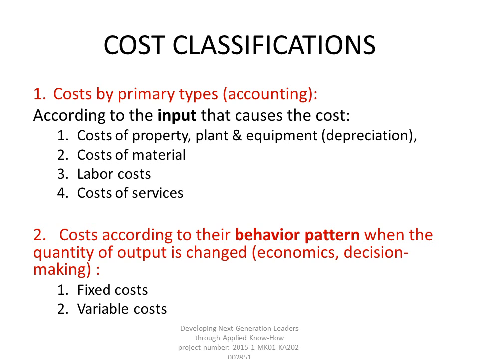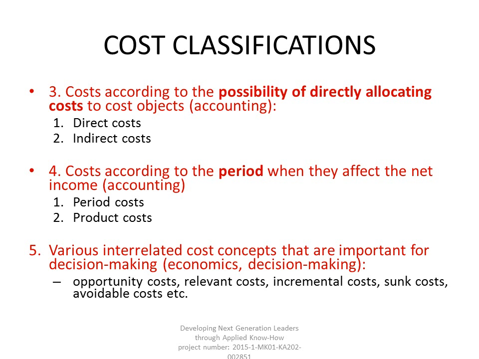After that, we continue with costs according to their behavior pattern. From that perspective, we differ between fixed and variable costs. This classification is very important for cost volume profit analysis. We continue with classification, which is important for costing. We differ between direct and indirect costs on the basis of the possibility of their direct tracing to cost objects.